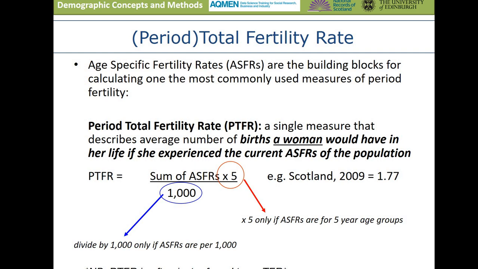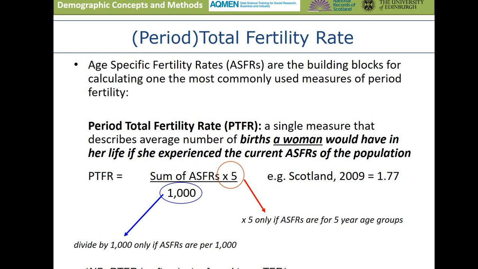And we calculate the period total fertility rate by summing our age-specific fertility rates. So we add up all our age-specific fertility rates. For example, in Scotland, the period total fertility rate in 2009 was 1.77. So this indicates that a Scottish woman in 2009 would have 1.77 children if she experienced the current age-specific fertility rates of the total population.